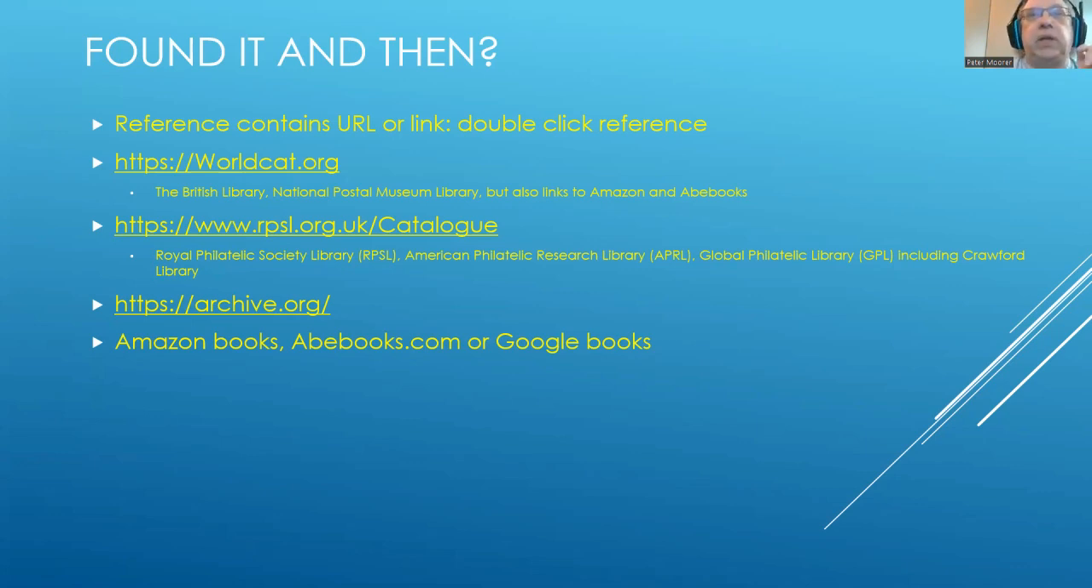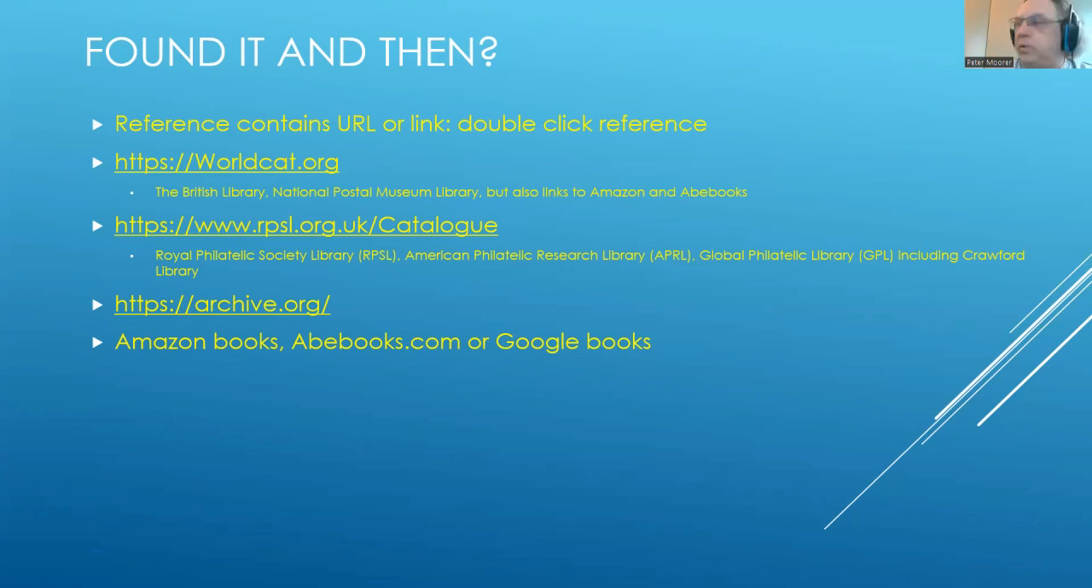Another one you can use is the catalog that is at the Royal Philatelic Society Library. It is a general access to the Royal Philatelic Society Library, the American Philatelic Research Library, and the Global Philatelic Library, which is very important because it also has a department for the Crawford Library.